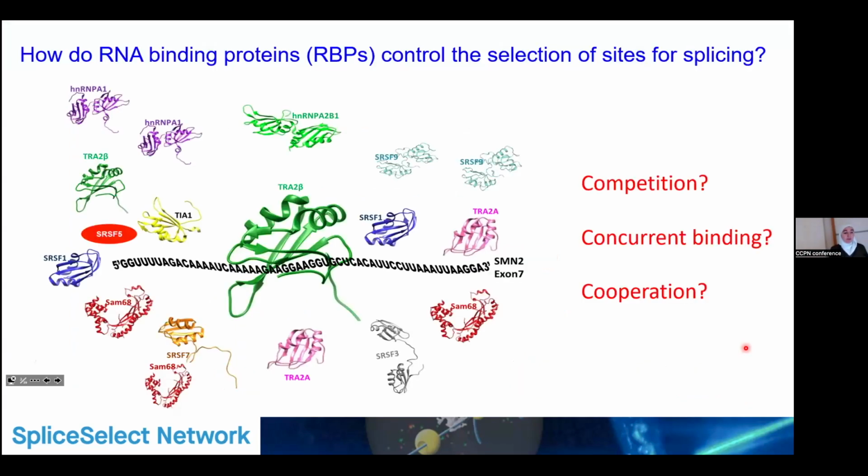So the aim of this project is to explain how do RNA binding proteins, RBPs, control the selection of sites for splicing. Do they compete? Because we know that, for example, in the case of SMN2, we can have up to 40 splicing factors intervening in this splicing. For the space given here, they cannot all fit at the same time. So we want to understand how they compete to bind to the RNA. Do they bind concurrently to the RNA? And if so, is there any cooperation between them upon binding to the RNA?